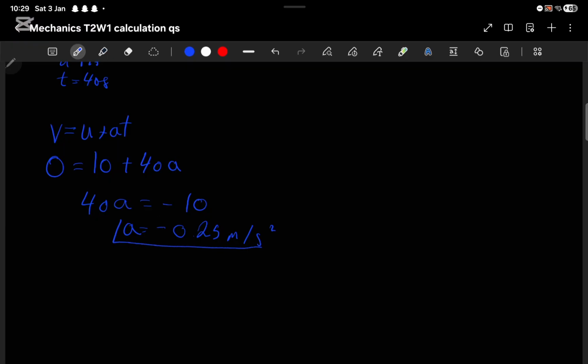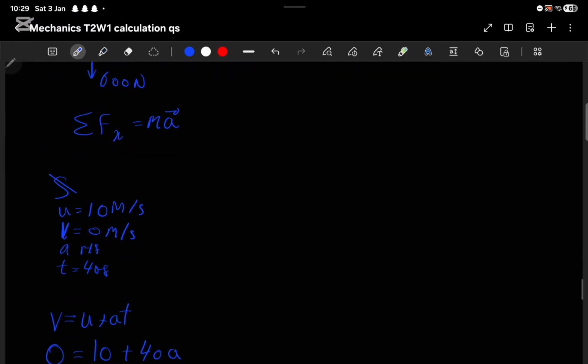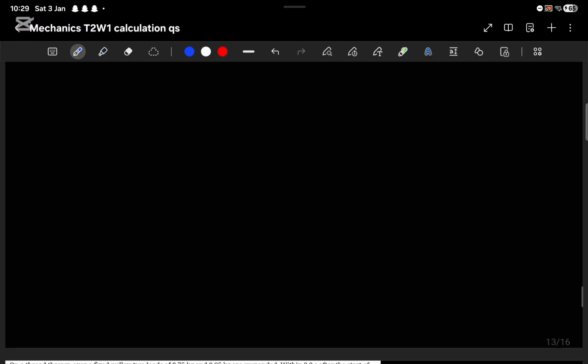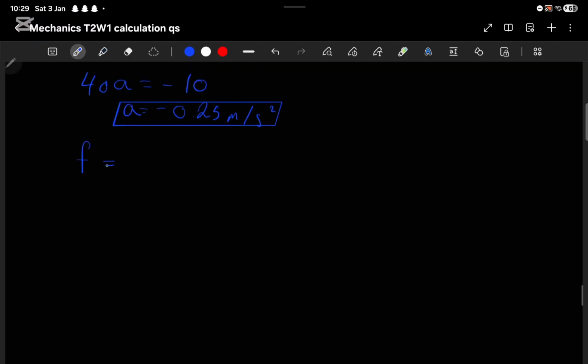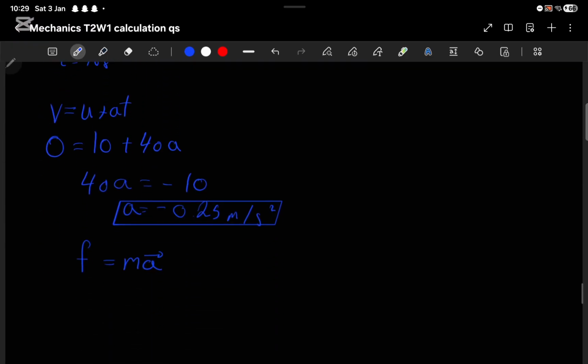Now, this is not my answer to the question. This is just the answer for my acceleration that I'll use. Now I can go back and write sigma Fx is equal to ma. I only have friction acting, so F equals ma. That's the only force I have on him. I don't have any other force pushing him forward. So m is 60.